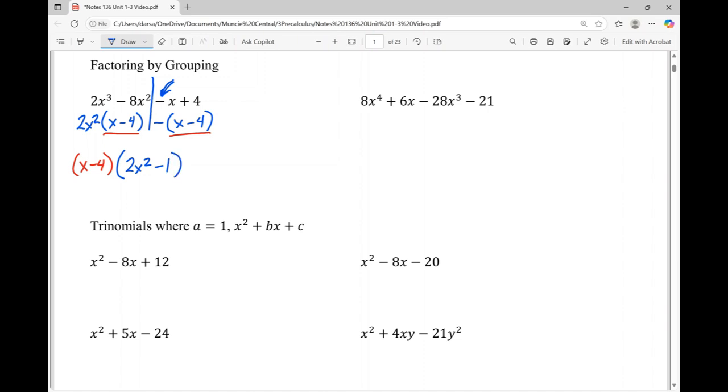And we have now factored this down into two binomials. So our final answer here will be x minus 4 times 2x squared minus 1. Final answer.